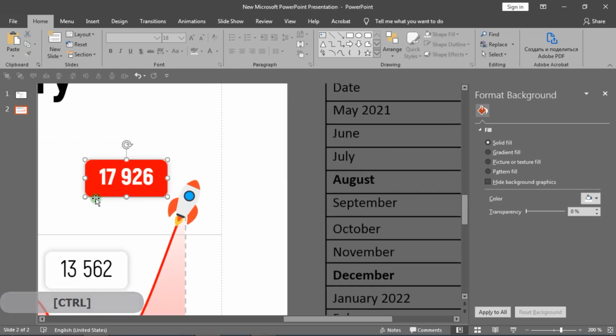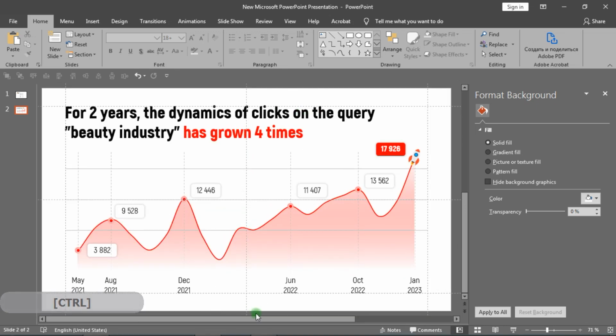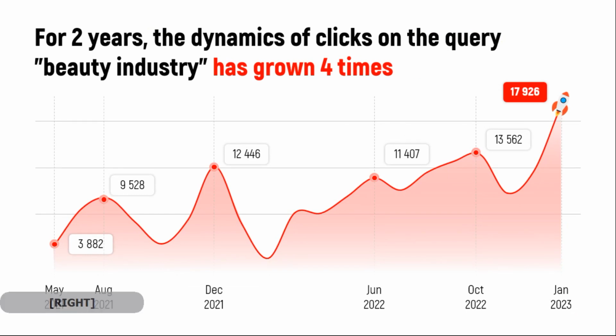Let's move our block with values a little to the side so that there is free space. Let's take another look at the result. So, friends, today we made an attractive, minimalistic, modern slide. Learned how to create beautiful diagrams in PowerPoint. Learned about gradient and shadow settings and much more.